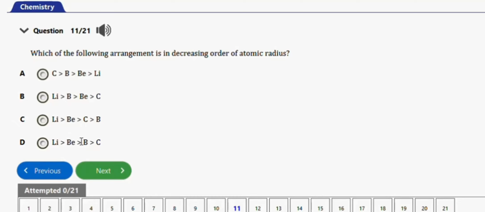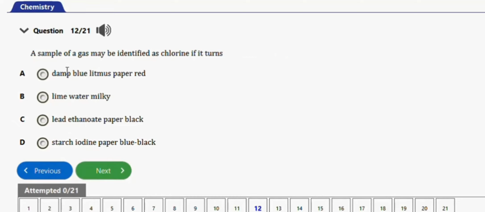Alright, the next repeated question will be this one. It says a sample of a gas may be identified as fluid if it turns damp blue litmus paper red, no; lime water milky, no; lead ethanoate paper black, no; starch iodide paper blue, starch iodide paper blue-black. Yes, the right option is option D.